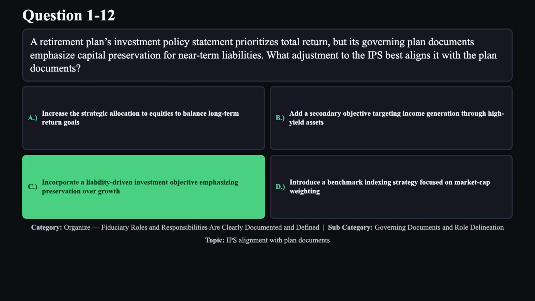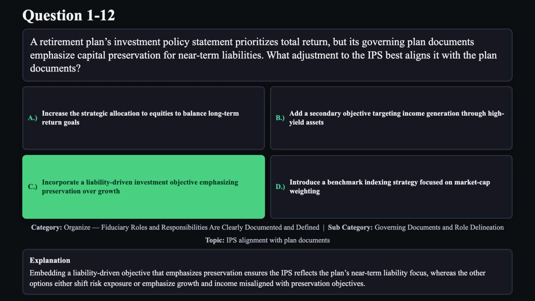The correct answer is C. Embedding a liability-driven objective that emphasizes preservation ensures the IPS reflects the plan's near-term liability focus, whereas the other options either shift risk exposure or emphasize growth and income, misaligned with preservation objectives.